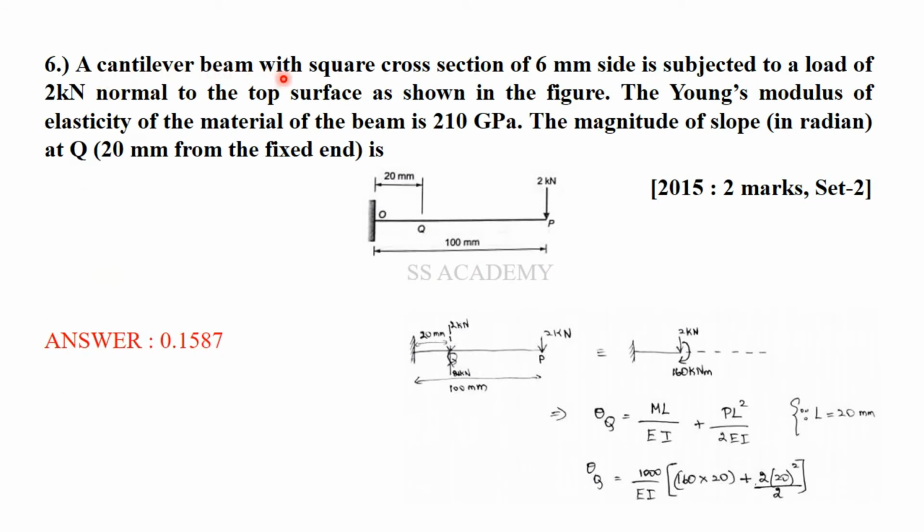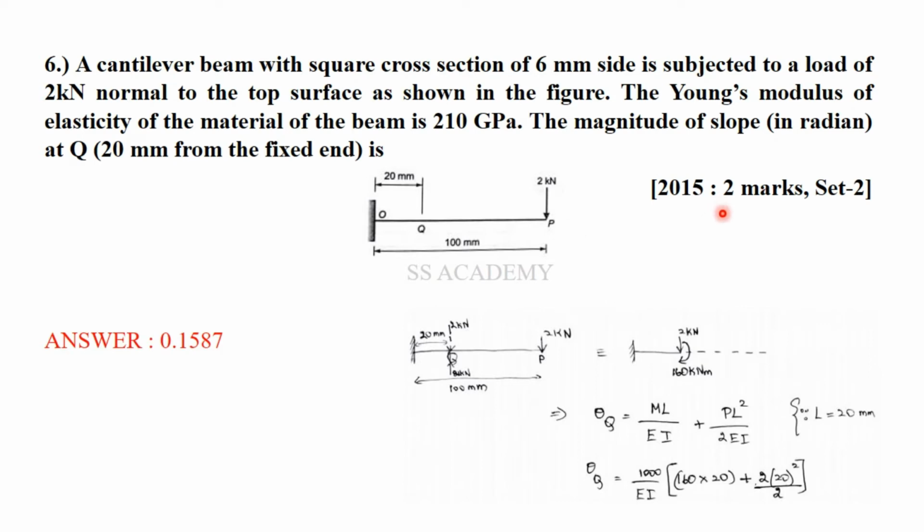A cantilever beam with square cross-section of 6 mm side is subjected to a load of 2 kN normal to the top surface as shown in the figure. The Young's modulus of elasticity of the material of the beam is 210 gigapascal. The magnitude of slope in radian at Q, 20 mm from the fixed end, is asked. Here the values are given in millimeter, so it is better to use the same units.